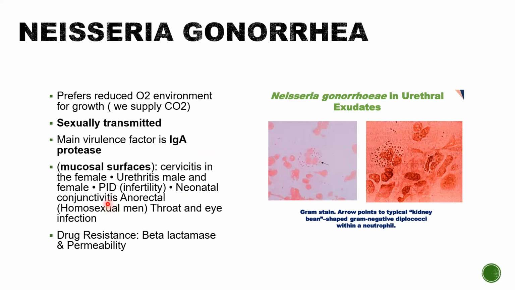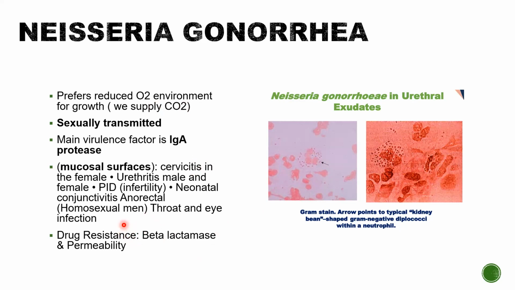It also causes neonatal conjunctivitis. Remember, the eye is also a mucosal surface, and it causes eye infections, urethritis, cervicitis. So all of these are mucosal surfaces. So you can remember IgA protease, gonorrhea. It's important to know that it's sexually transmitted. A special thing about Neisseria gonorrhea is that it prefers a low oxygen environment, so we actually supply it with carbon dioxide to grow it. And again, it has good drug resistance.